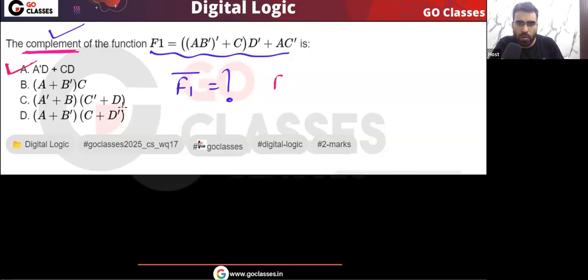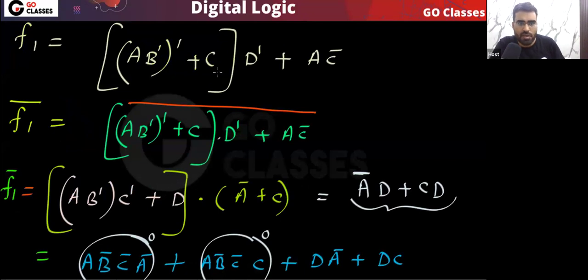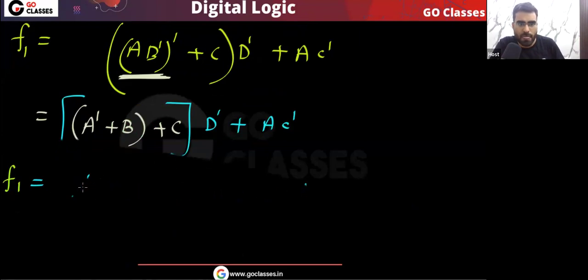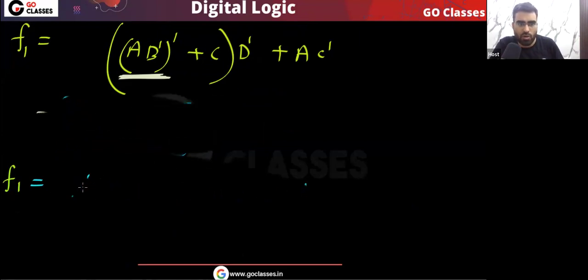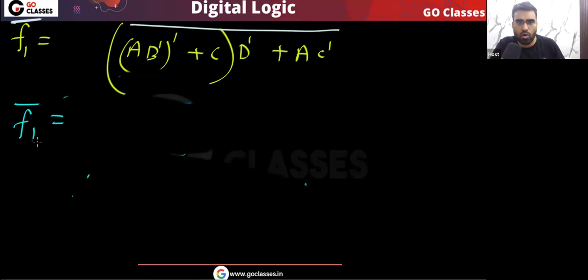You find f1 complement with the help of De Morgan law. Apply the De Morgan law. You can see here, this is f1. If you apply the De Morgan law, what will happen? Let me tell you. This is your function f1. Now f1 complement means whole complement. You are doing the whole complement.